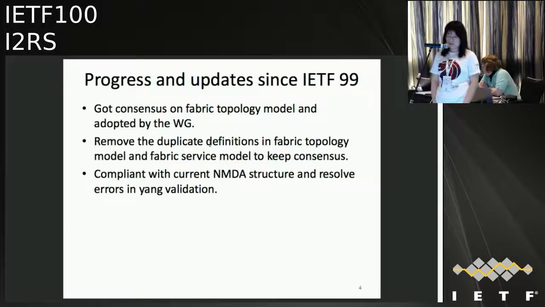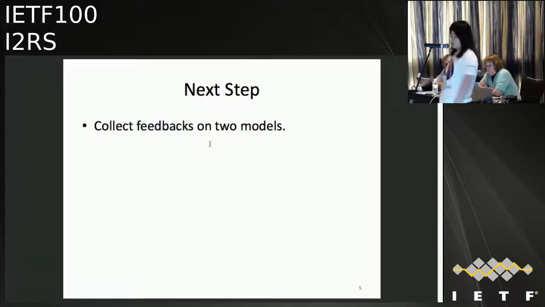This is the progress since the last IETF meeting. Thanks for everyone's work. We got consensus on the fabric topology layer, the second layer, which lets the network provider manage their networks. This is adopted by the working group, and we removed duplicated definitions between the two modules. We also provided an NMDA structure to resolve some errors in the YANG validation. Currently the two modules don't have any errors. There are some warnings, and I'm trying to fix them in the next version. We welcome further feedback to help improve these modules, and we will prepare the next version with no errors and no warnings.